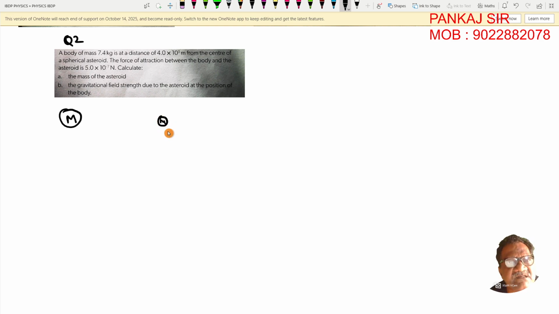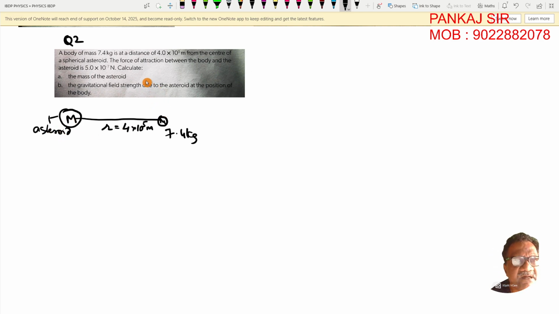This is 7.4 kg, small m. This body of mass 7.4 kg is at a distance r equal to 4 into 10 raised to 5 meters. So your r is 4 into 10 raised to 5 meters. This is the distance between the two, the body and this asteroid.